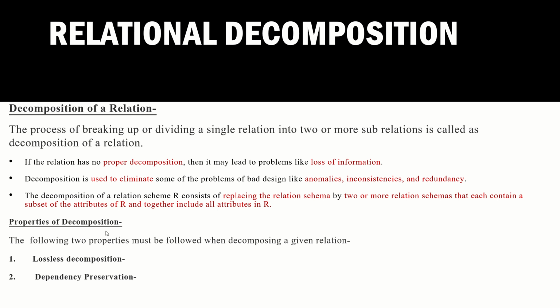Second, we have to study what the properties of decomposition are. Two properties must be followed while you are doing the decomposition of a relation. The first one is lossless decomposition and the second one is dependency preservation. Lossless decomposition, as I said, we must be careful that while we are decomposing a table into smaller tables, the information will not be lost. It is very important. The second one is dependency preservation.